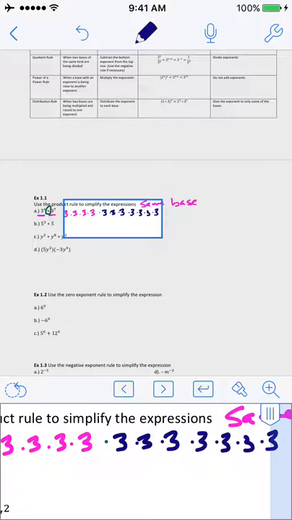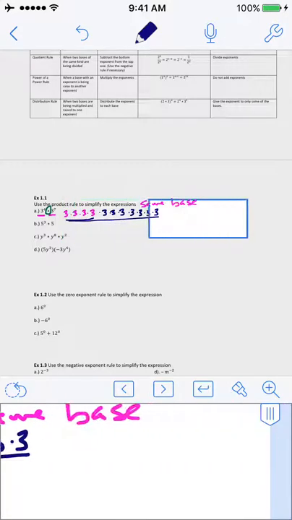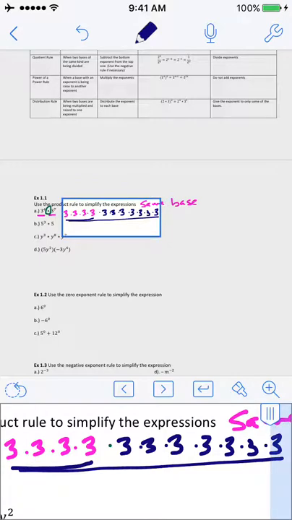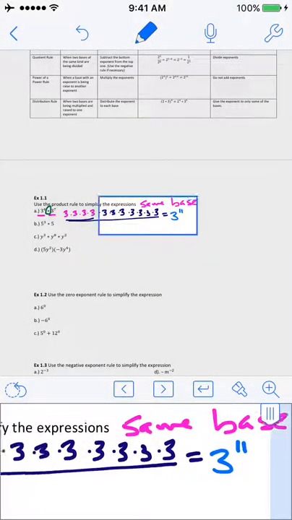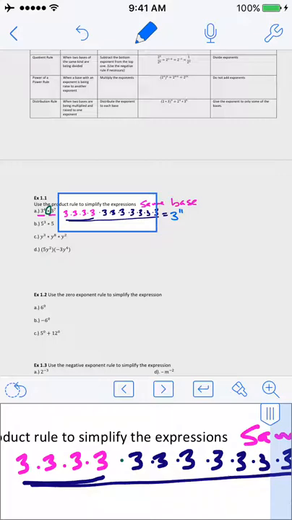So the product rule says if you have an exponent of one base and an exponent of the same base, two different exponents, then you can essentially combine them into one big exponent. Let's see how many 3's we actually have now. We have 4 plus 7, which is 11. So this would be a new 3 to the 11th.